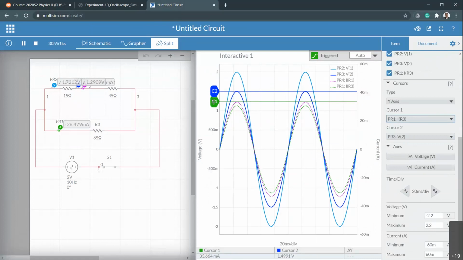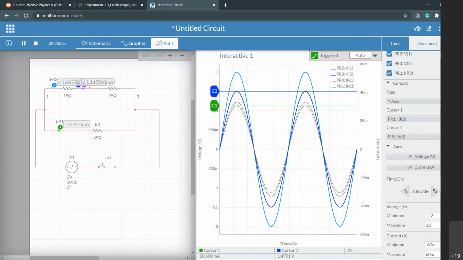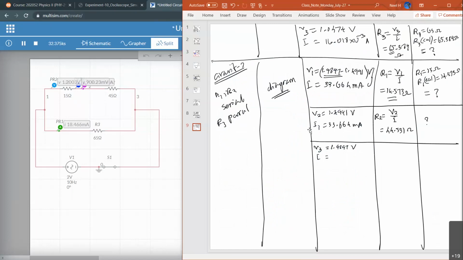Now you can see cursor number 1 has changed color already. Move that to the very top of that green line. The green curve represents the current passing through resistor number 3. So the value below right here is 30.690 milliamps. Read the units carefully, okay?